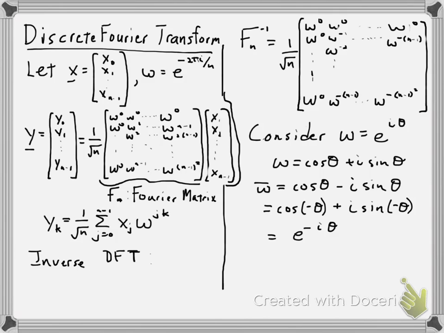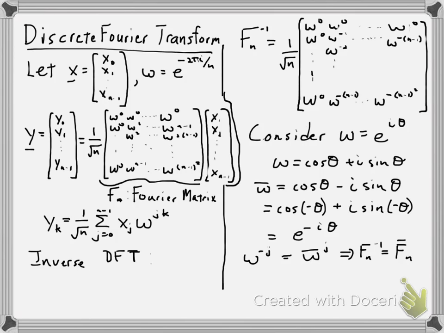So what does this result mean? It means that if we take omega and raise omega to the minus j, this equals the conjugate of omega raised to the j power. Okay? And so, in regard to the inverse discrete Fourier transform, it is equal to the conjugate of the Fourier matrix.